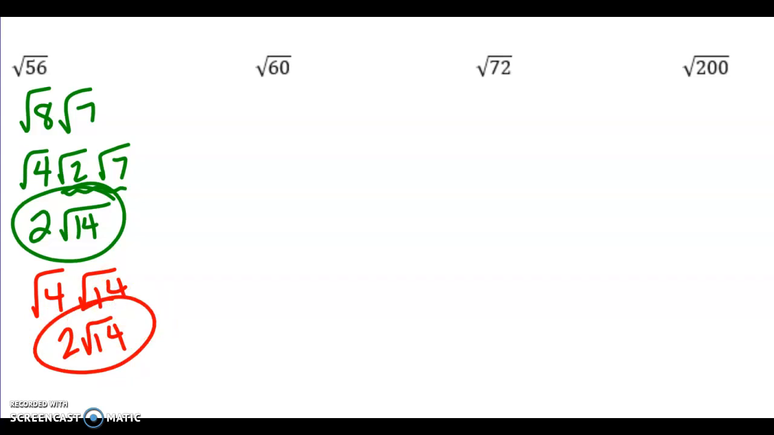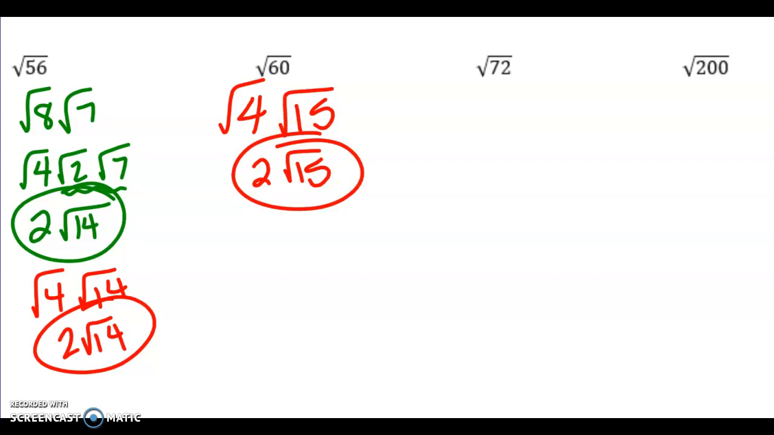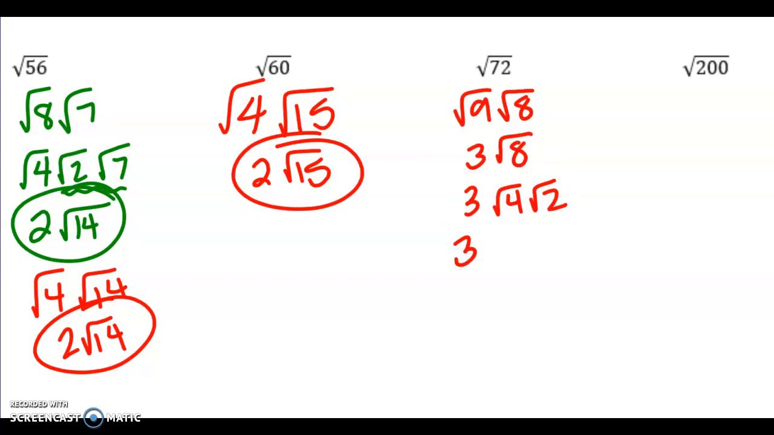Okay, so 60. I want to think of perfect squares that go into it. Well, I know that possibly 4, 4 and 15. So that would be the square root of 4 and the square root of 15, which would be 2 square root of 15. Moving on to 72, I'm going to do the square root of 9 and the square root of 8. So then that's going to be 3 square root of 8. Well, 8 can actually break down into 4 and 2. So then I have 3 times 2, and then square root of 2, because the square root of 4 is 2.